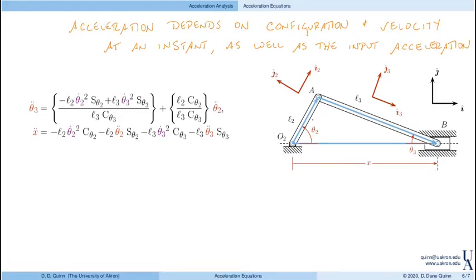Right, so in this case, we took theta 2 double dot as our input acceleration. We said that's known. So we solve for theta 3 double dot and x double dot. Again, just like with velocity, we needed to solve for position first. With acceleration, we need to solve for velocity first, which of course implies that we need to solve for position first. So solve for position, solve for velocity, solve for acceleration. I will note that these output acceleration variables, and in this problem that's x double dot and theta 3 double dot, depend on the square of the input velocity variables.